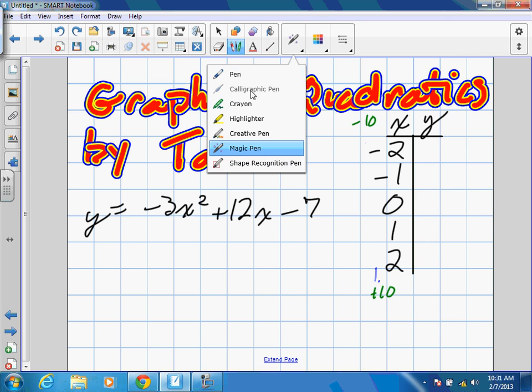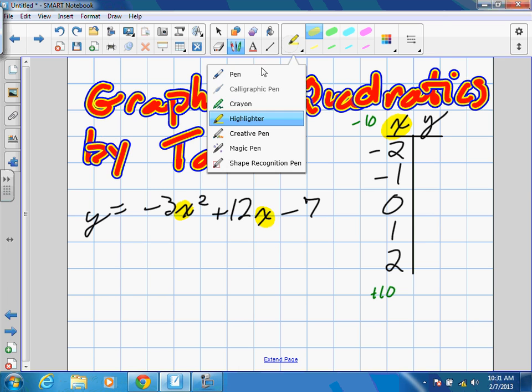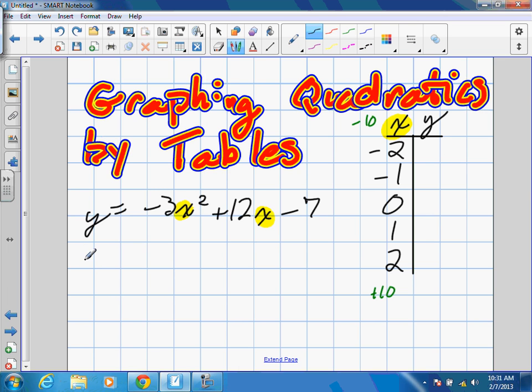So, again, these are our x values. We're going to plug in these values for x. Now there's two x's in these, so I have to do it for both values. Y is equal to negative 3, and again, we'll start with negative 2 squared plus 12 times negative 2 minus 7.